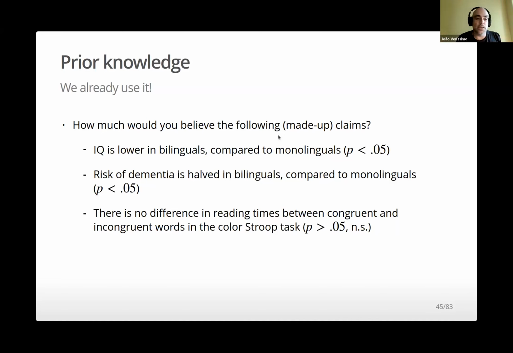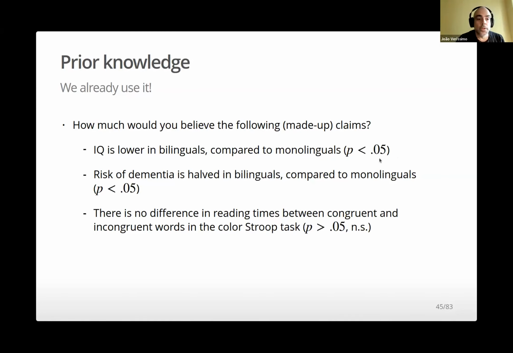You will probably think that maybe there are some confounds, that maybe these populations weren't carefully selected or matched, that maybe this is something specific to that sample, but you're really not going to say things about bilinguals being less or more smart than monolinguals on the basis of a p-value. And this is because you know something about the field that allows you not to take a 0.05 as a godly truth.